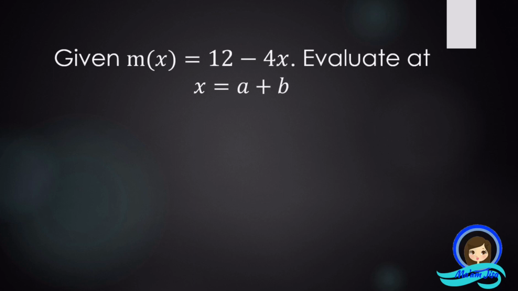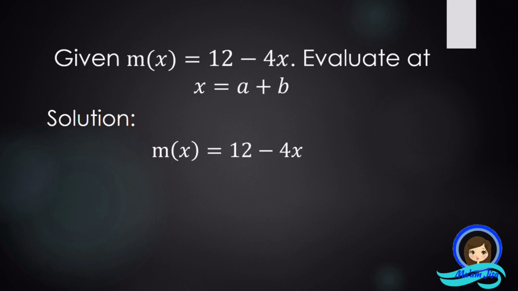Another function, we have m of x equals 12 minus 4x to be evaluated at x equals a plus b. Now this time, the given value is not a number, but letters. Are we still going to follow the same process? Of course. So all x's will be substituted with a plus b.